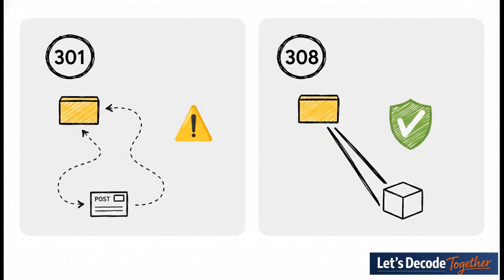So the 308 is the modern, much safer fix. It does that same crucial SEO job, but it guarantees that the original request method is preserved. For something like an API migration, 308 is definitely the way to go.